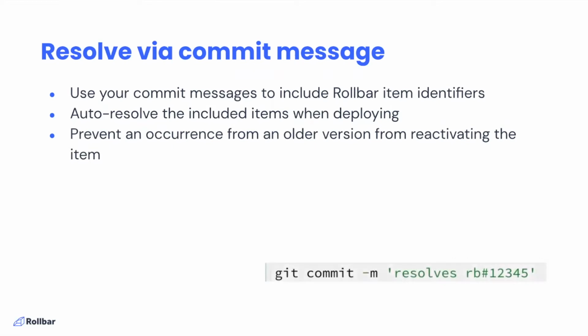So when you're looking at this, this is an example of a very simple commit message that would resolve a Rollbar item. It's simple to tag these. You can just use the Rollbar item counter, in this case 12345. Whatever your item counter is, you can just drop that into a commit message if you want to do an automatic resolve there.